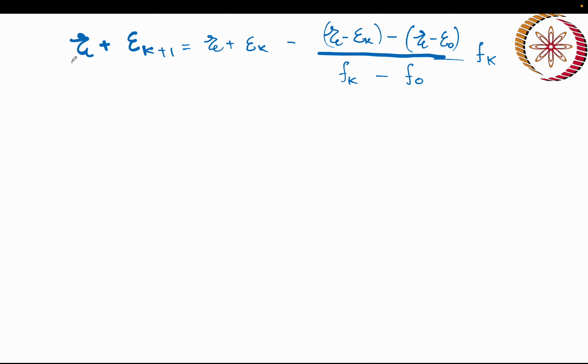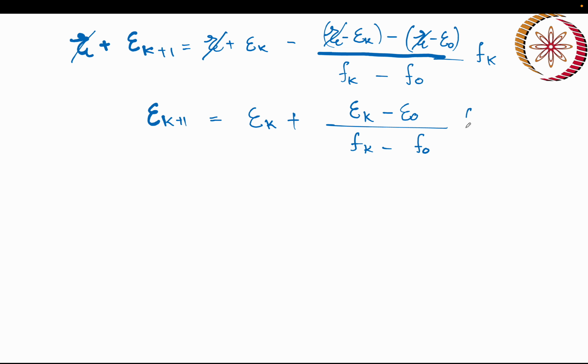Okay, so this term will get cancelled here, this also will get cancelled here, so we can see epsilon k plus 1 is equal to epsilon k minus, so okay, here we are left with epsilon k. So let's take this minus out, so it will be plus epsilon k minus epsilon 0, fk minus f0 fk.